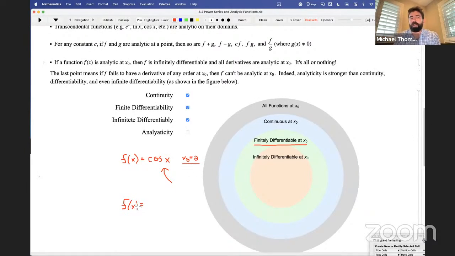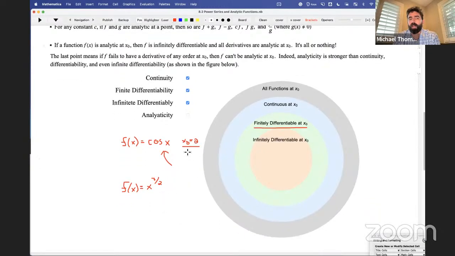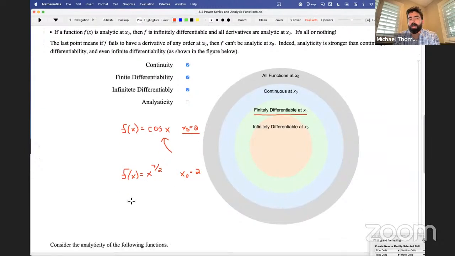But here's one where you run into an issue. Let's say we had x to the 3 halves. We're going to use the same point here, x naught equals 0. I'm sorry, x naught equals 2. That function's clearly defined at 2. So let's take the derivative. The derivative would be 3 halves x to the 1 half. And if you plugged in 2, it makes sense. You can take the square root of 2.